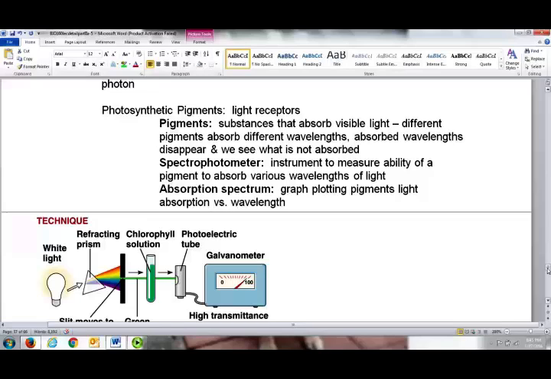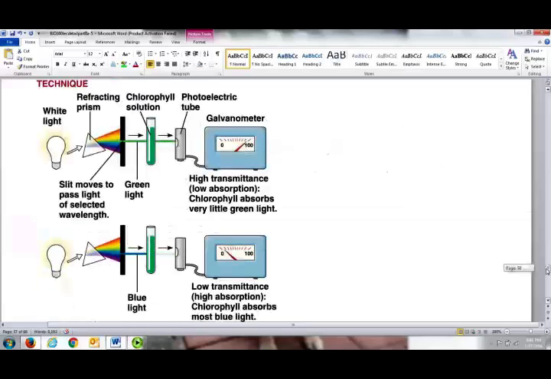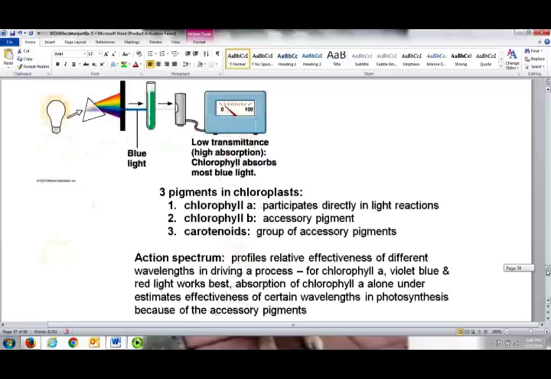A spectrophotometer is an instrument that you can use to measure the ability of a pigment to absorb various wavelengths of light. And then the absorption spectrum can be plotted with the absorption versus the wavelength in the different pigments. So the chloroplasts have three different pigments. Chlorophyll A, which is going to participate directly in the light reactions. Chlorophyll B, which is an accessory pigment, and the carotenoids are a group of accessory pigments.